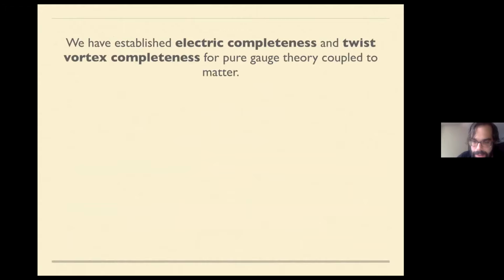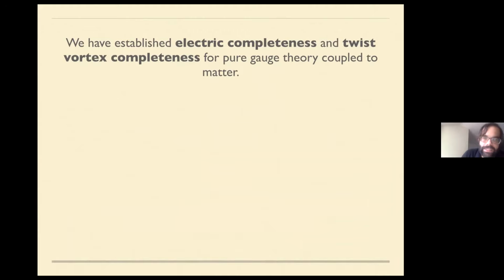The things that we've proved: we prove electric completeness and twist vortex completeness for pure gauge theory coupled to matter. I was careful to say pure gauge theory coupled to matter, because more generally, things are difficult to do. First of all, I didn't talk about magnetic symmetries. I didn't talk about 't Hooft lines and the analog of the Gukov-Witten operators for the 't Hooft lines, because these operators are difficult to construct and analyze. For instance, the symmetries are very non-invertible and difficult to study.